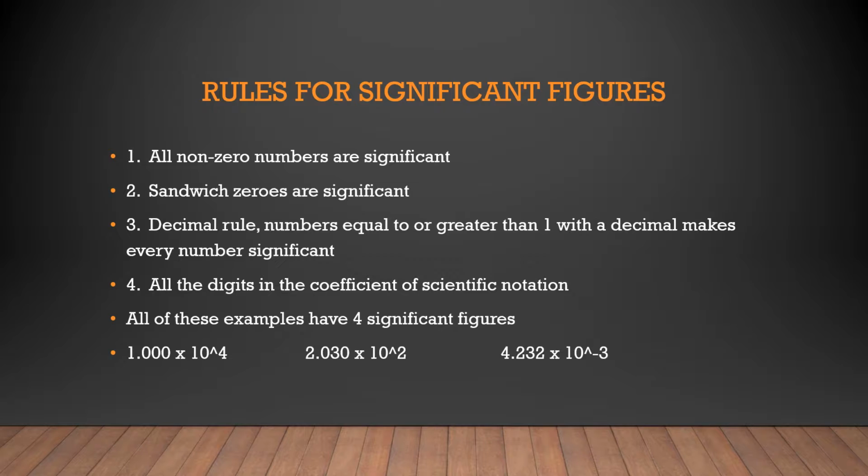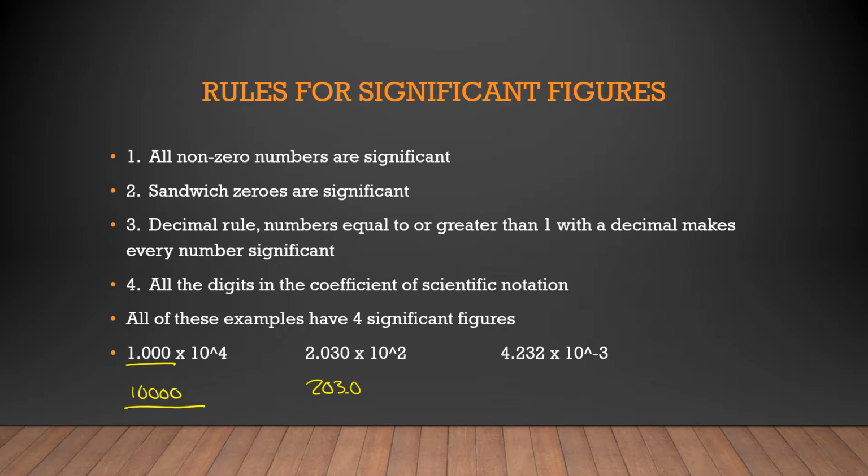The fourth rule is that all digits in the coefficient of scientific notation are significant. So for example, here we have 1.00 times 10 to the 4th, which would be 10,000. If you look at 10,000 like this, there's only one non-zero number, but we've indicated here that those first 3 zeros are significant with scientific notation. Same here with 20.030 times 10 to the second. Well, that is 203.0. All 4 digits there are significant. That's one way of writing it. The other way we wrote it before would have been fine as well.